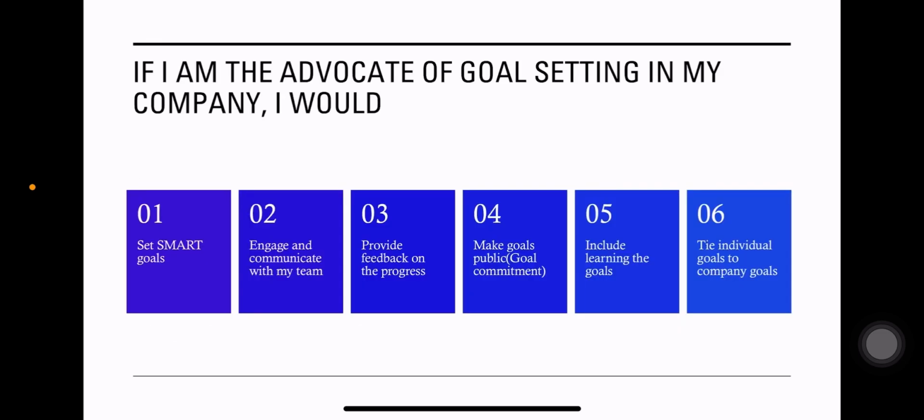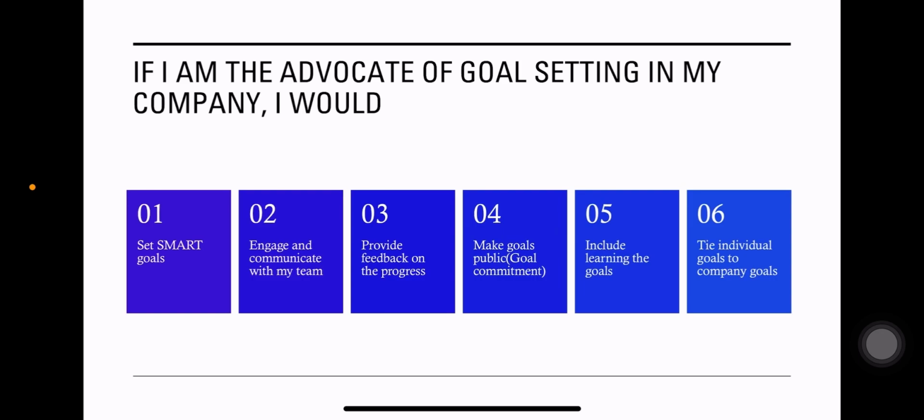And if I am the advocate of goal setting in my company, I would do 6 things. The first is very obvious. I would set SMART goals, because SMART goals are the ones which would maintain motivation throughout the achievement process. And I would always communicate with my team, because communication is very important in any task you do. So I'll try to communicate with my team throughout the process, and I'll try to give feedback on the progress.